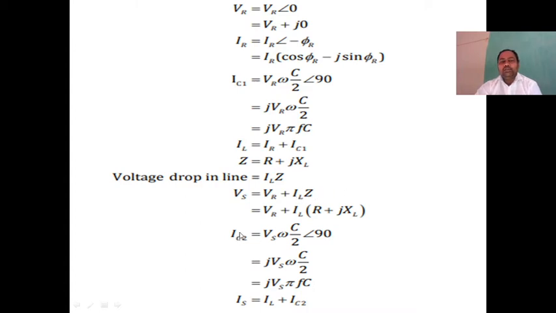Next, IC2. What is IC2? The charging current on the sending end side. On the sending end side, what is the voltage? Vs into omega C by 2. Again, we consider only half of the capacitance, because half is on the sending end side and half is on the receiving end side. Vs into omega C by 2 at an angle 90 degrees. So finally we get jVs pi fC. Here jVR pi fC, here jVs pi fC. The sending end current IS is equal to IL plus IC2. We can observe this in the circuit diagram.